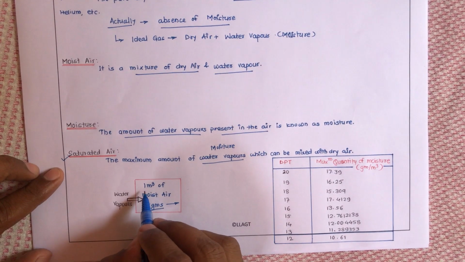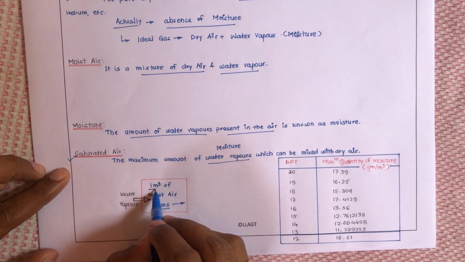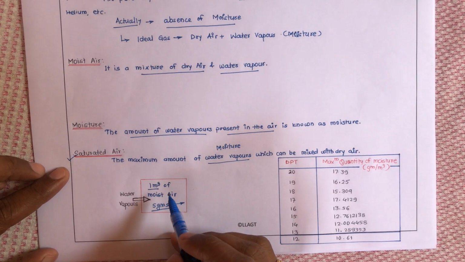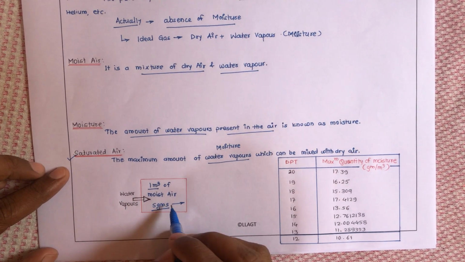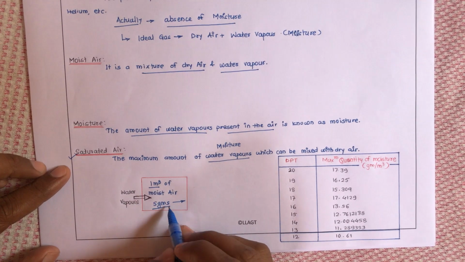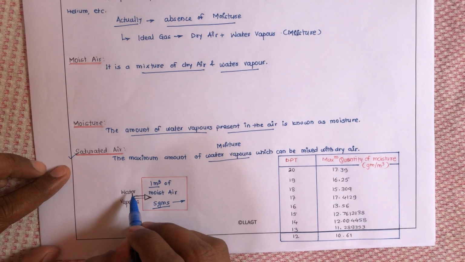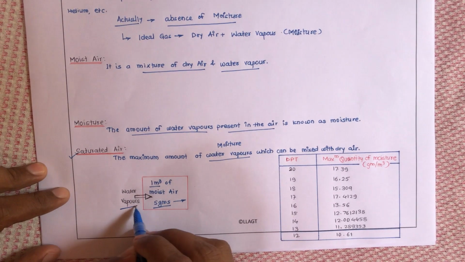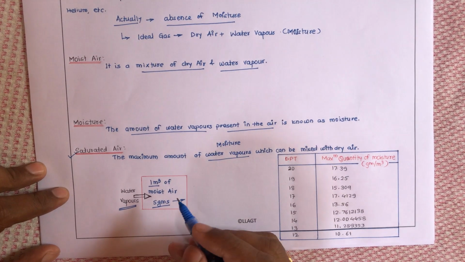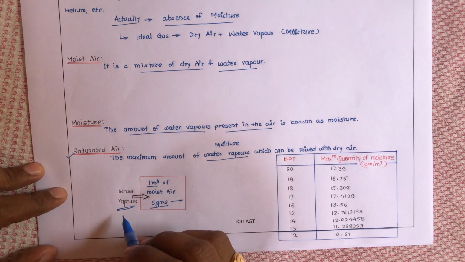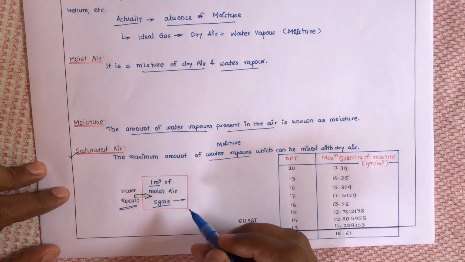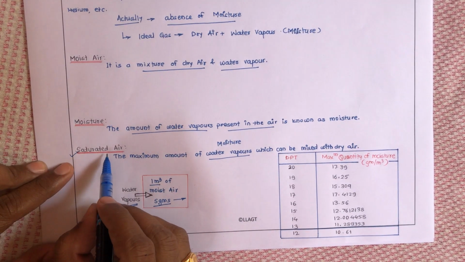We have taken a room or compartment with a volume of 1 meter cube, which contains moist air, that is a mixture of dry air and water vapors. Let us say that the water vapors present inside this compartment are 5 grams only. Now I am going to add more water vapors inside this 1 meter cube compartment. The maximum quantity of water vapors that can be added is what gives saturated air.